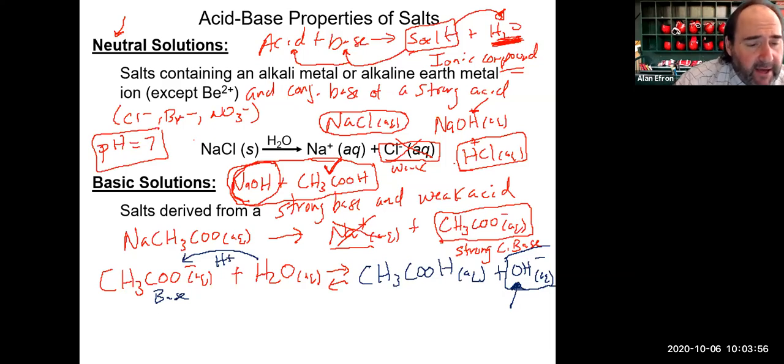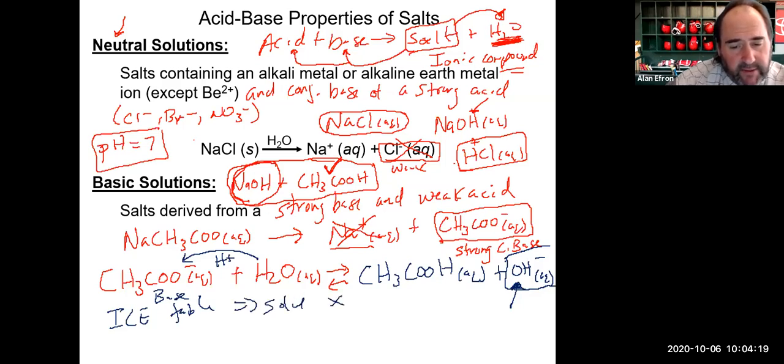If we did the calculation, this is a sort of weak base reaction here. It's a reversible reaction, and it requires an ICE table. If you needed to solve this, you would do an ICE table. You would solve for x, and x would equal the hydroxide concentration. That would then get you the pOH and then the pH.